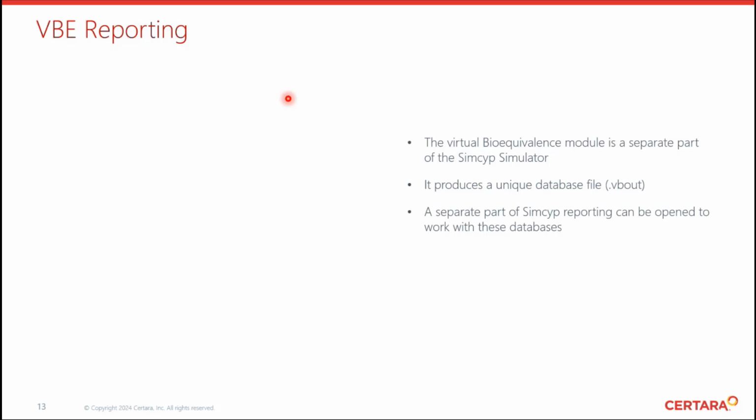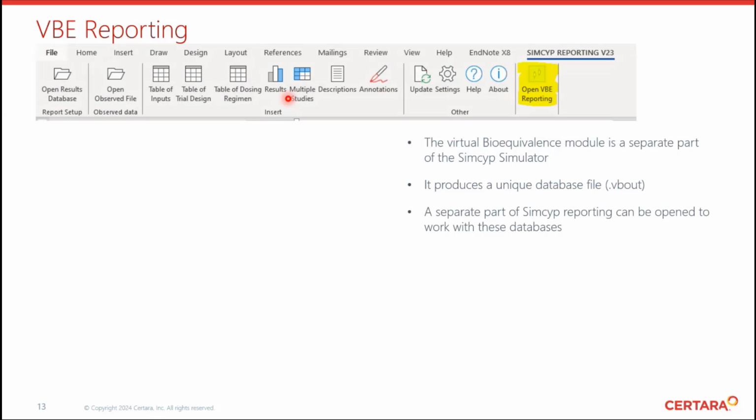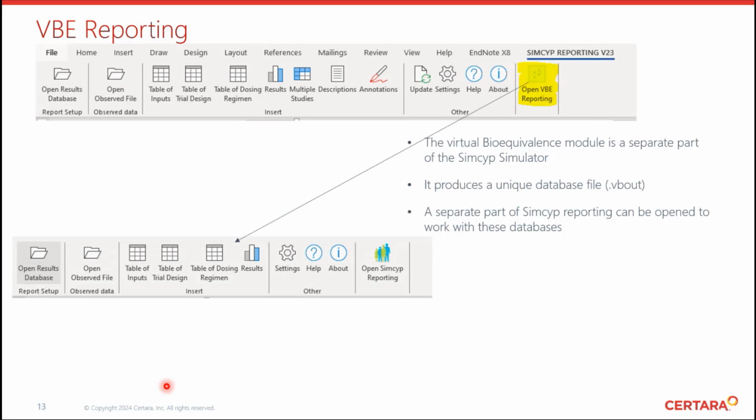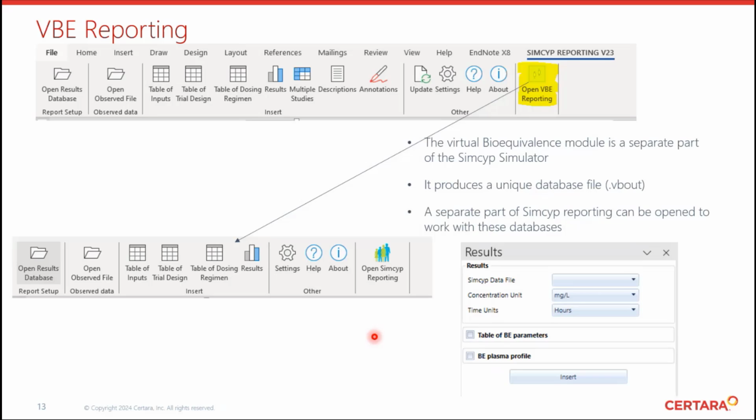But if you're already familiar with it and you use it, you can now use the Report Assistant as well. The issue we were having is that the way it works, it just produced a unique database that wasn't compatible. So what we've done is we made a new button here, and when you select it, you get a different sort of toolbar. It's a little bit reduced, but that's because it's more focused on what you need for a bioequivalence report rather than a PBPK model report. So you'll get your table of bioequivalence parameters as well as the plasma profile.